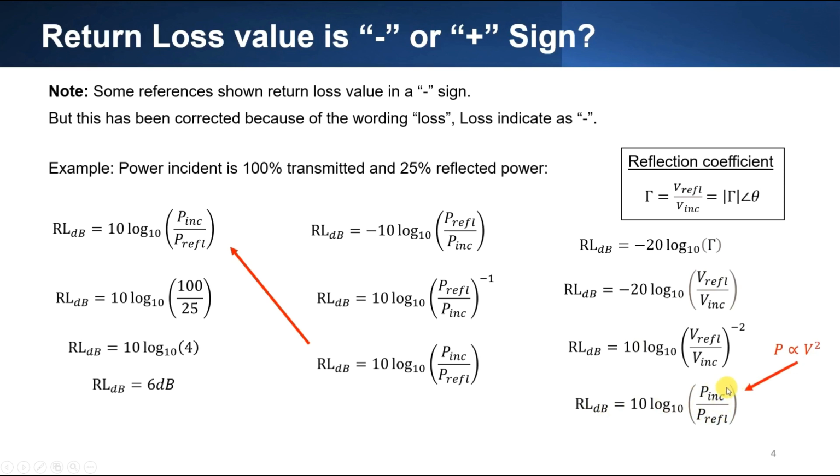Why can we convert it like this? Because power is proportional to voltage squared. So when we have voltage squared here, and the negative, we invert the voltage incident and the voltage reflected, then we get this equation. So this equation is actually the same as the first equation here. With all these equations, you can understand that they are actually the same equation, just in a different arrangement. So we can use any of these three equations, and you will get the same answer.